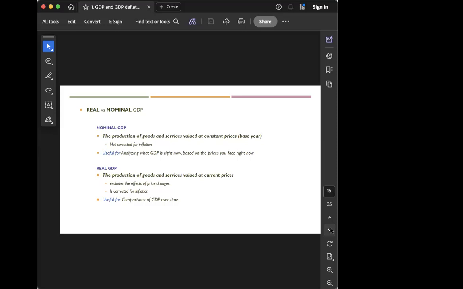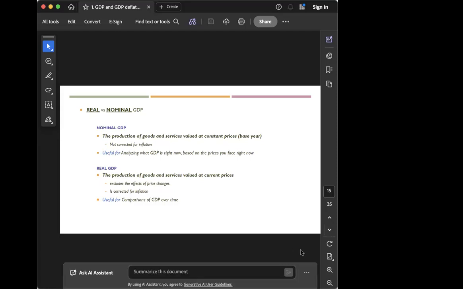For example, if the economy produces the same amount of goods as last year, but all the prices double, then nominal GDP will rise, but real GDP will not rise, because actual production did not change. So basically, nominal GDP tells us the value of output at today's prices, and real GDP tells us how much output changed after correcting for inflation.